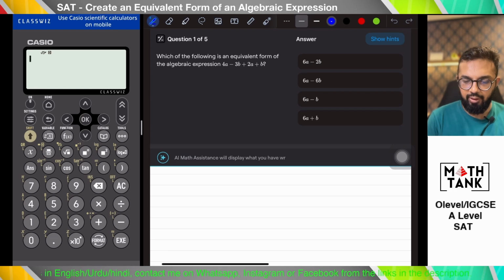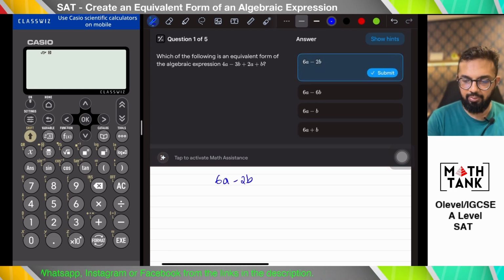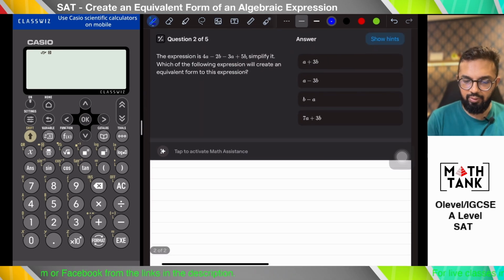Okay. 4a plus 2a gives me 6a minus 2b. That should be the correct answer. Nothing unusual about these questions. I'm not really explaining anything.